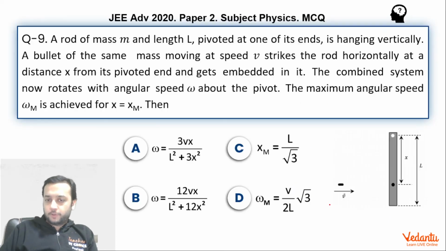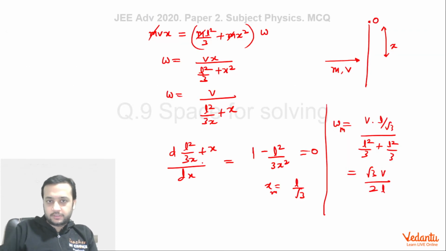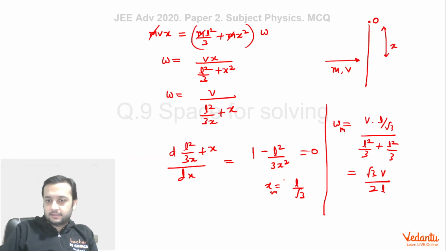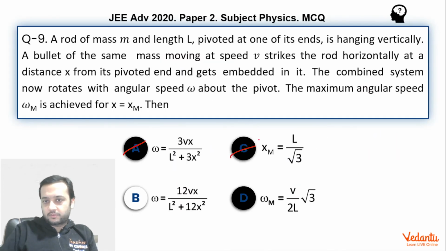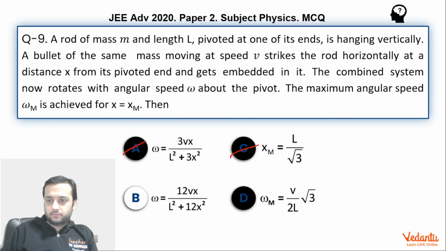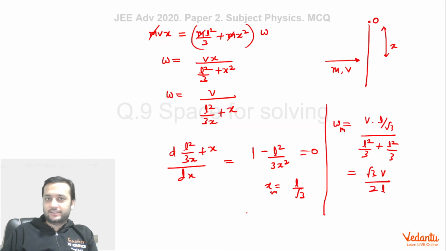So let's go back to the options. If you take 3 LCM over here, so this will become 3Vx upon L square plus 3x square, sorry. So option A will match, which is in fact the correct answer. Then x m is L by root 3, which we have found out. This is the correct answer. Sorry. And omega m is root 3 v by 2L, which of course is this. So, I hope you would have understood and you would have enjoyed this solution. That's all. Thank you.